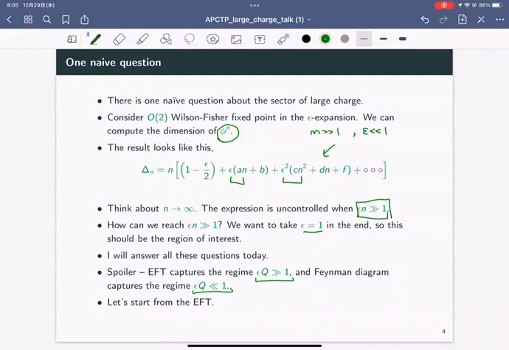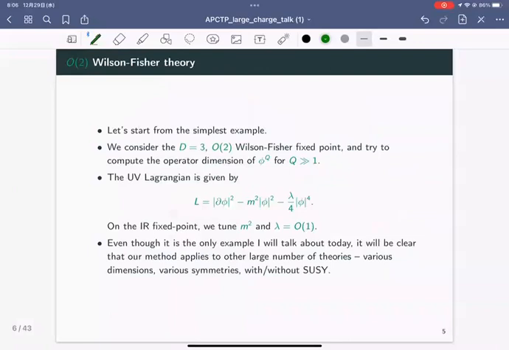By the way, you can ask any questions anytime, because what I'm going to tell you is basically very simple. So if you don't understand something, it's my fault for not explaining it properly.